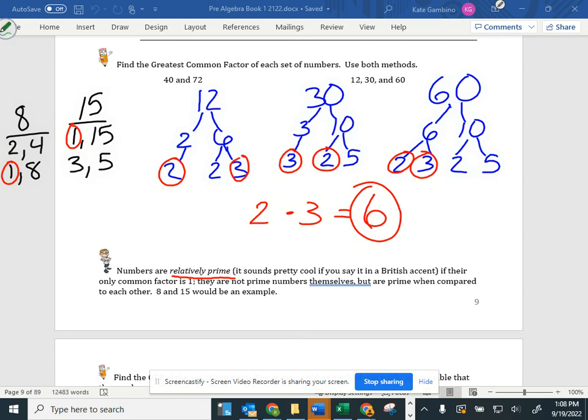If we were to do it with our factor trees, and then we break down that, we can see that they don't share any prime number. So when you do your factor tree, if they share no prime numbers, they are relatively prime because they all share a 1. If you do factor buddies and the only number you can circle is the 1, it is relatively prime. So that means the only factor they share is a 1. Make sense? Yep. Okay.